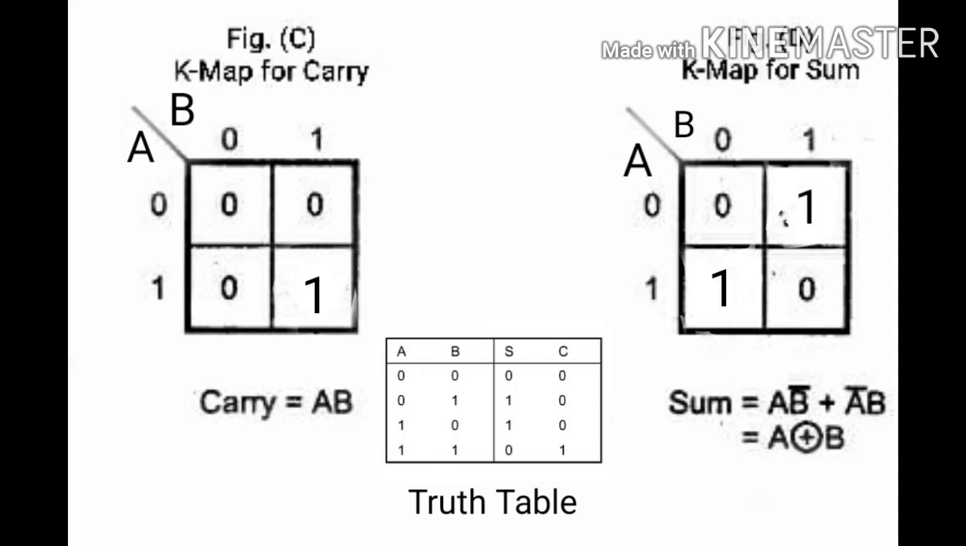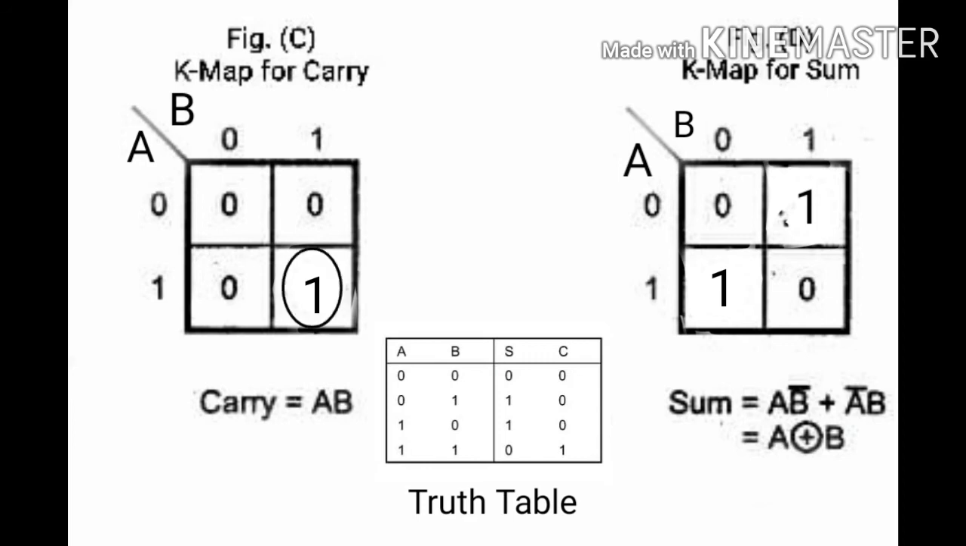So figures C and D show the K-map for carry and sum. Here we need to consider the truth table of half adder. Consider figure C. In the truth table, in the carry column, we have 1 only when A is equal to 1 and B is equal to 1. We just have to consider entries of 1. We need to circle this single 1. So from this K-map, we get the equation for carry as A dot B. That dot represents an AND gate.